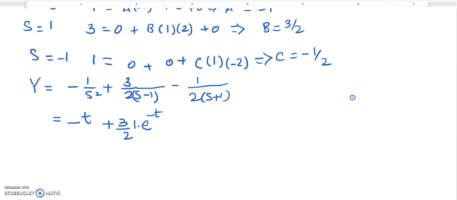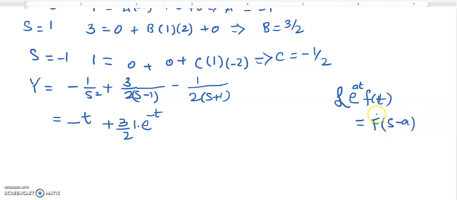So for example, for the second shifting theorem, if it is e power at times a function of t, and then we take the Laplace of this, some function, the Laplace of that function is equal to the Laplace of this function f, but with s minus a.